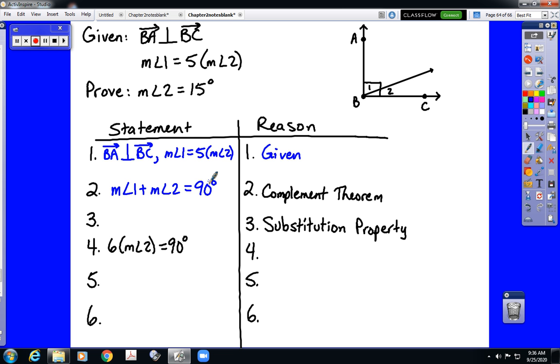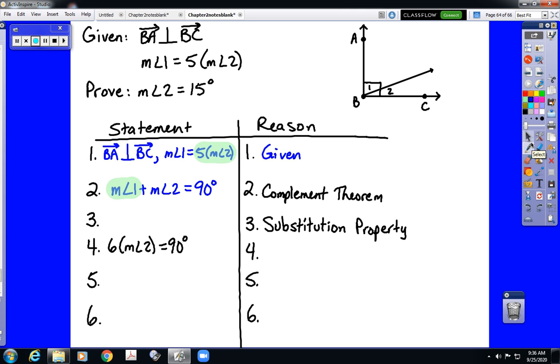Now, look at what we're trying to prove. We're trying to prove that the measure of angle 2 equals a number. So at this point, this is basically an algebraic proof for the rest of the way out. Only we currently have two variables in our equation, measure of angle 1, measure of angle 2. We do not want two variables. We can't solve an equation that has two variables in it. So we need to get rid of one of those variables. That's why this next step is the substitution property. Because what we're supposed to do is take 5 times the measure of angle 2 and replace the measure of angle 1 in the equation in step 2.